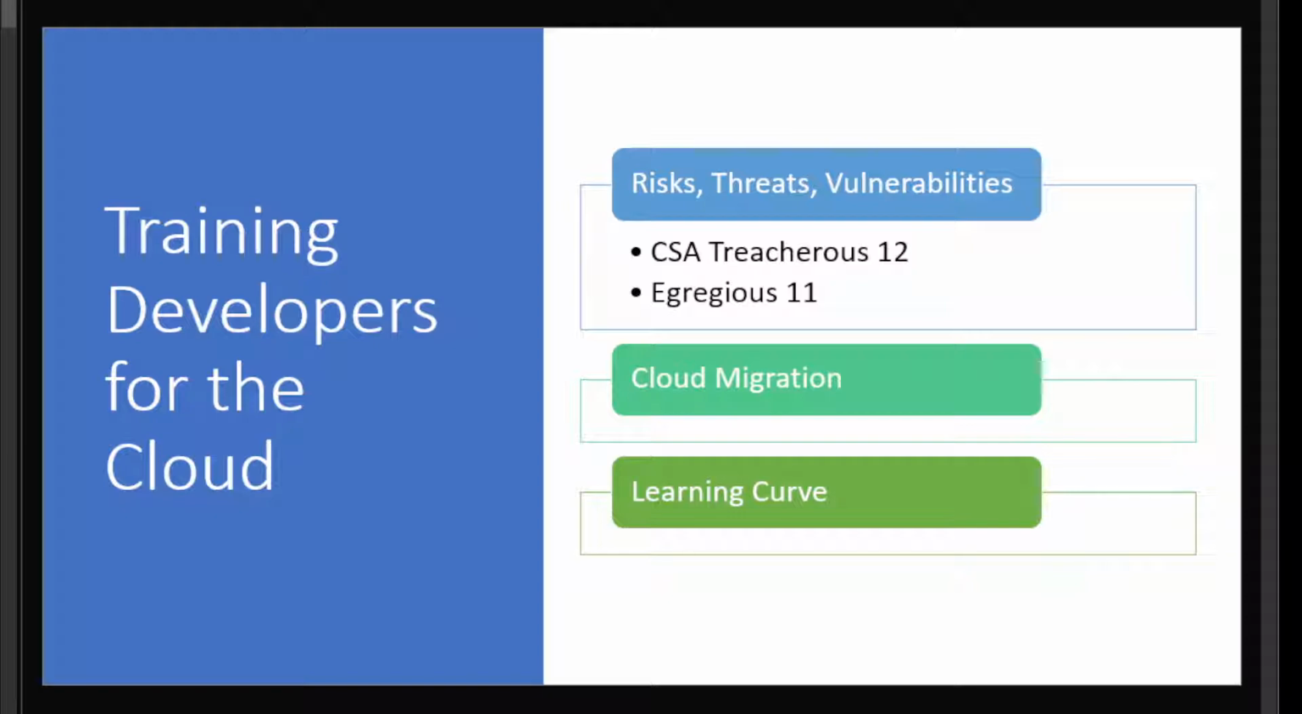Training developers for the cloud. First they have to be trained on risk, threats, and vulnerabilities. These should be modeled after the Cloud Security Alliance Treacherous 12. That's a great resource for the biggest 12 risks, threats, and vulnerabilities to the cloud, and then there are the Egregious 11. You must also train the developers on cloud migration, how that process works, so that they can prepare everything to migrate and ensure that code is developed properly and pushed properly to the cloud.